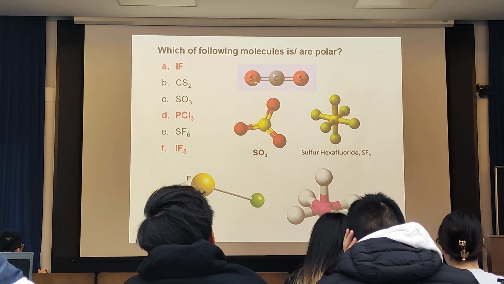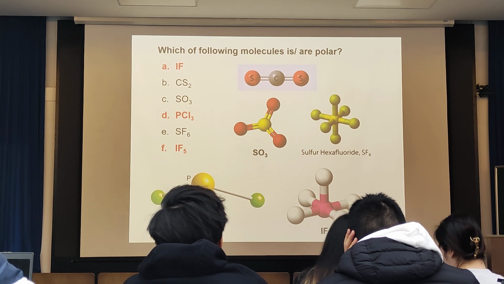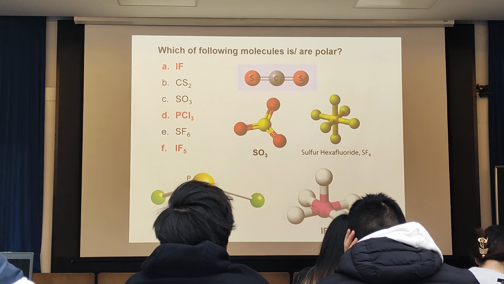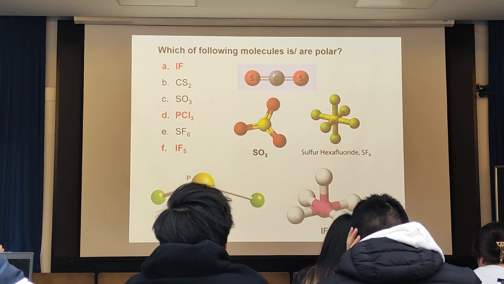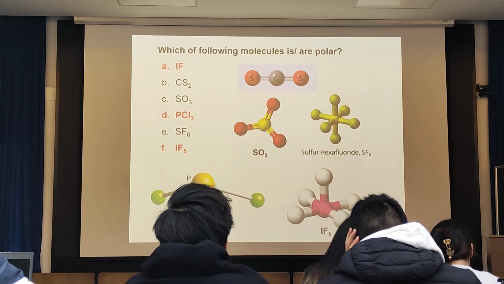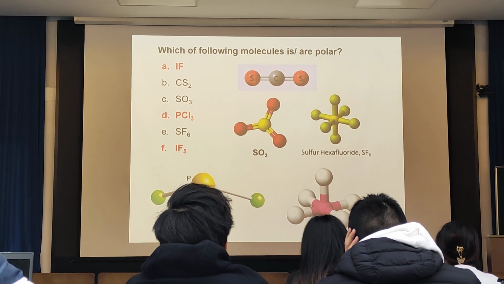So this one and this one are non-polar, right? PF3 or PCl3 or IF5 will be polar. This compound has this geometry because you have one electron domain here for the outline. Okay?